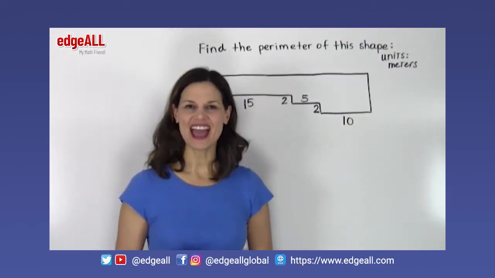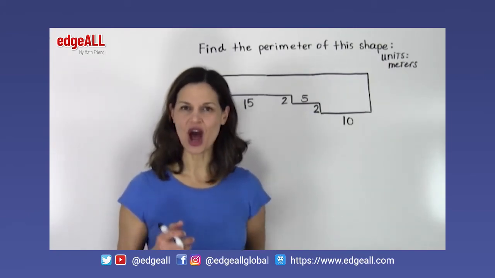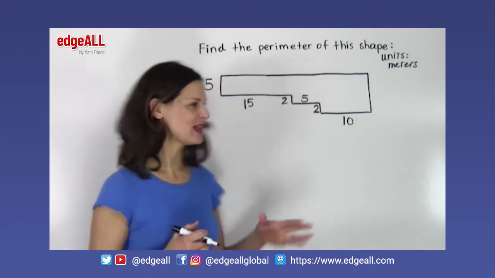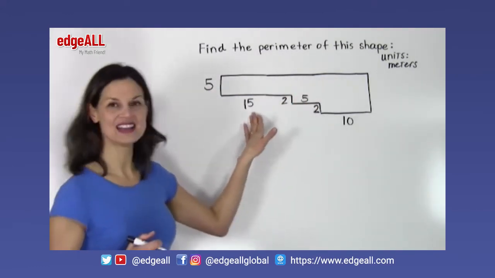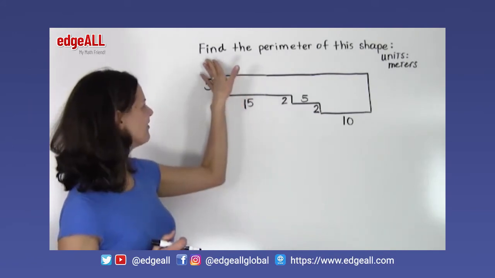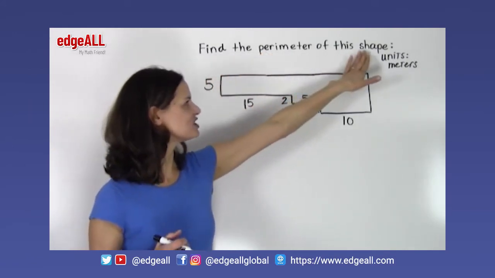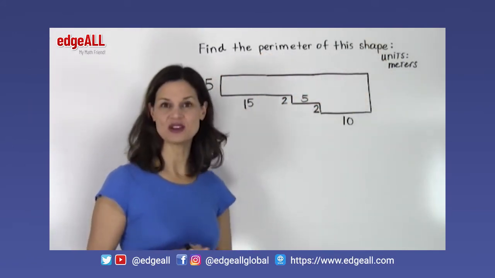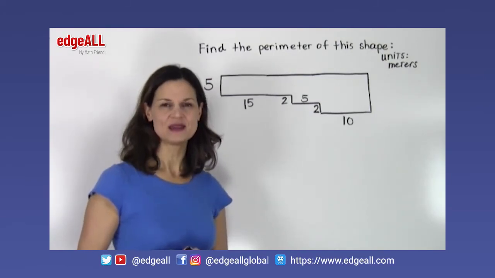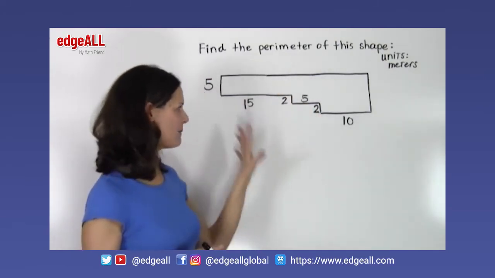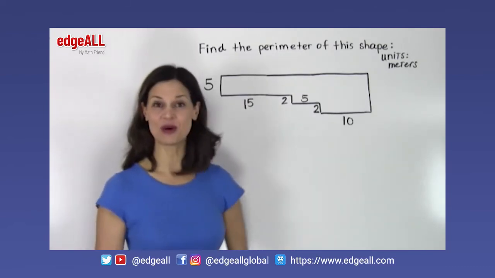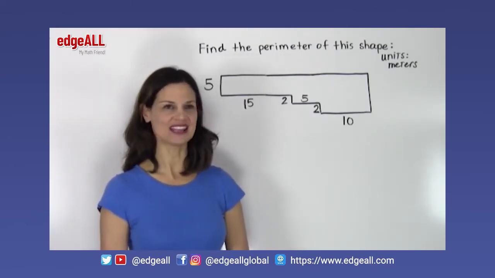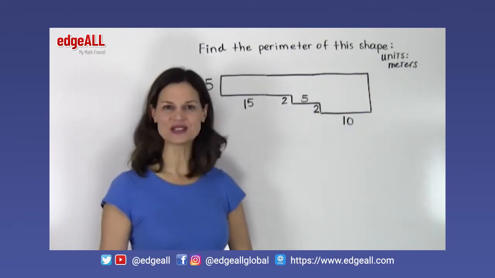Let's take a look at another example of finding the perimeter of a complex shape. So here we have a complex shape, and our instructions are to find the perimeter of this shape. The units of measure are in meters. So we're just going to work with the numbers as we're doing the problem. And then at the end, when we report our answer, we'll put our answer in terms of meters.